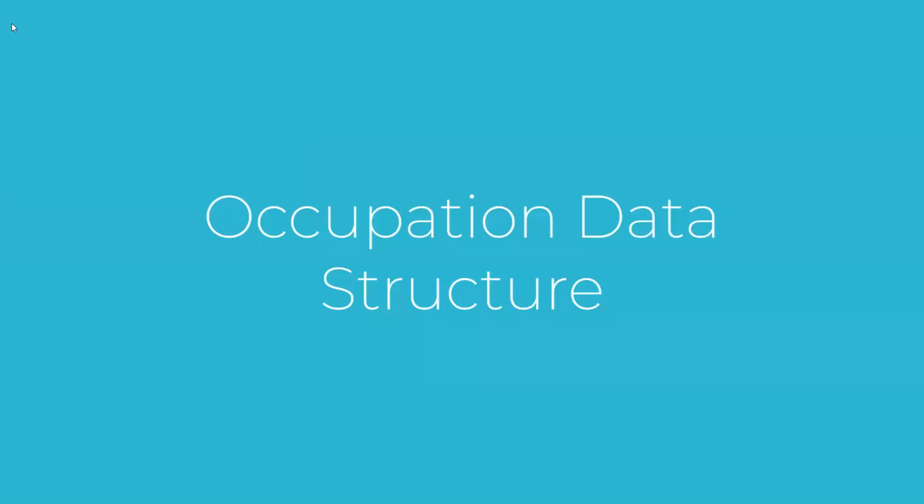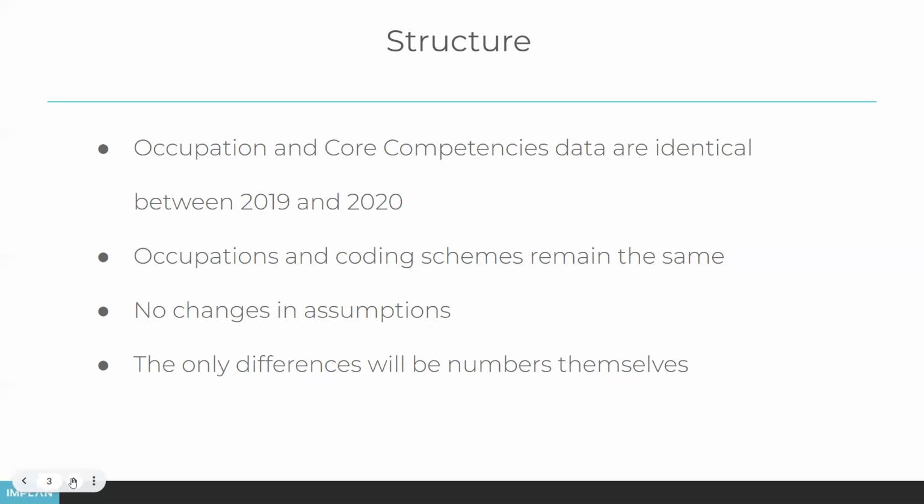All right, to jump right in, I'll first address the structure of the occupation data as it relates to the 2020 release. Occupation and core competencies data is structured identically to the previous release from 2019. This means that the occupations themselves and the coding schemes remain the same. So the numerical 6-digit codes that represent each job description are comparable between years.